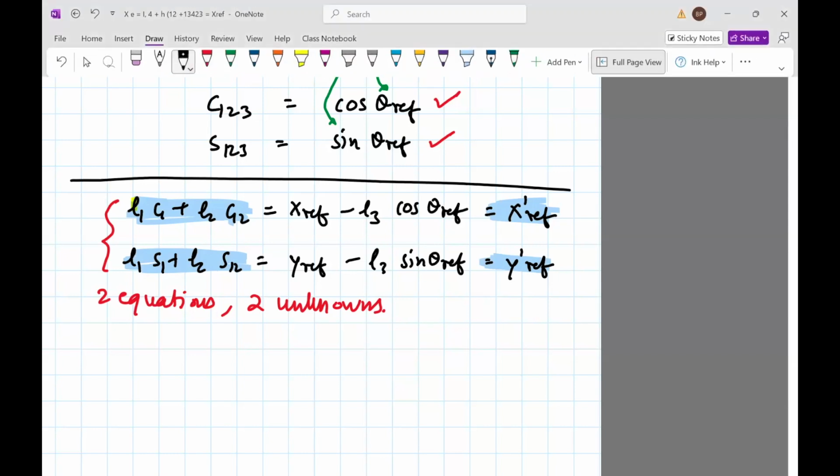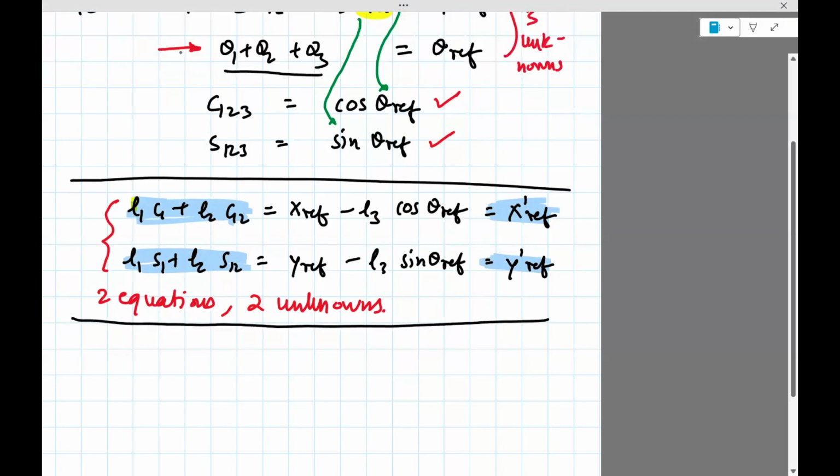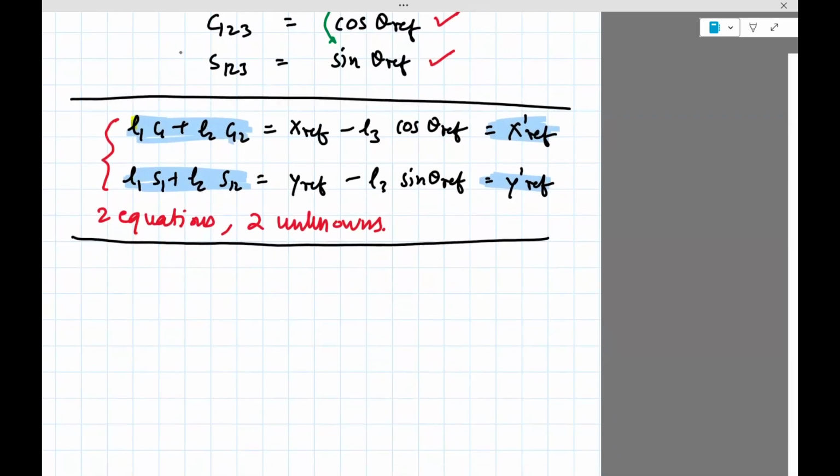So how do you solve this? This is where you need some ingenuity. If you square those two equations and you add them up, it turns out that you can eliminate theta 1. So I'm going to square the first one.